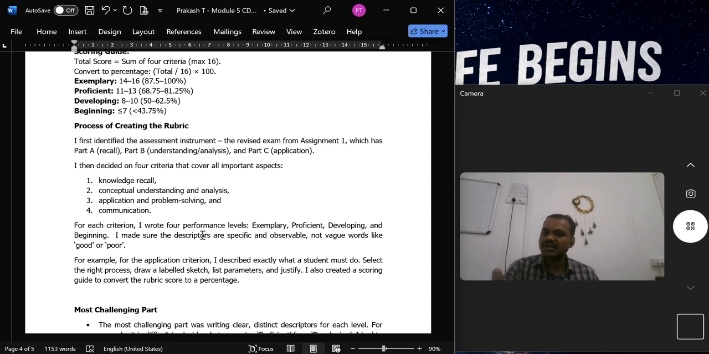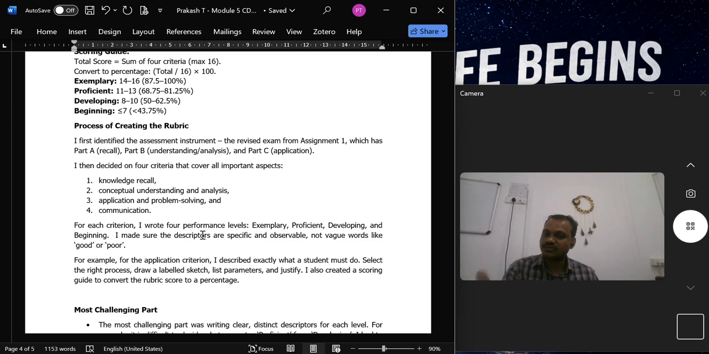For example, for the application criterion, I decide what the student must do: select the right process, draw a labeled sketch, list the parameters, and justify. It gives an entire scheme. So the student should select the process, and he needs to draw a labeled sketch. He needs to note all the parts and parameters and justify why he selected this.